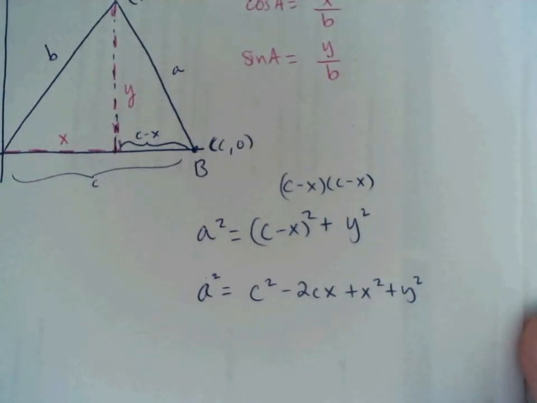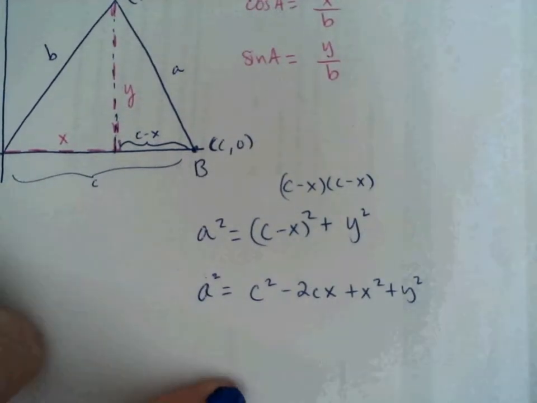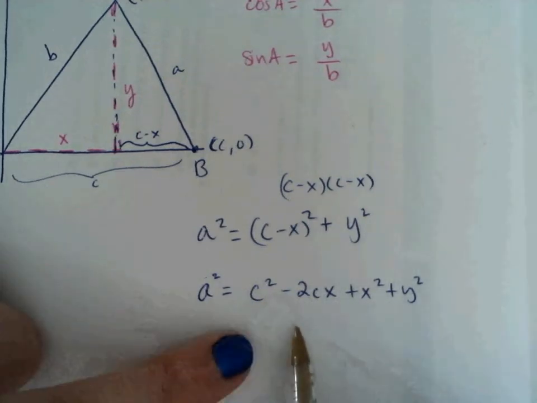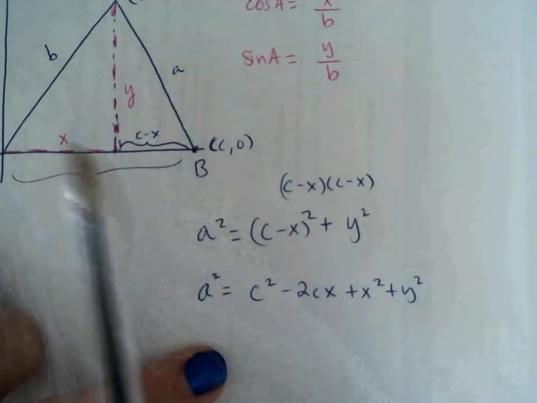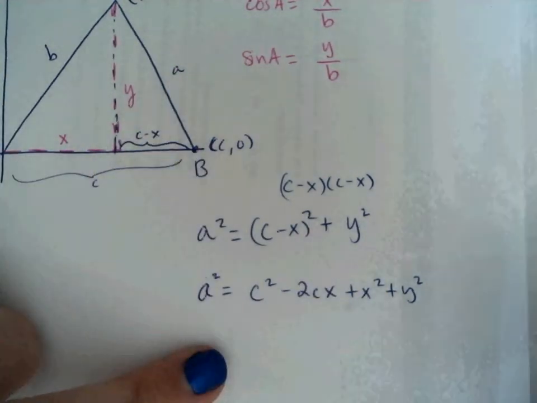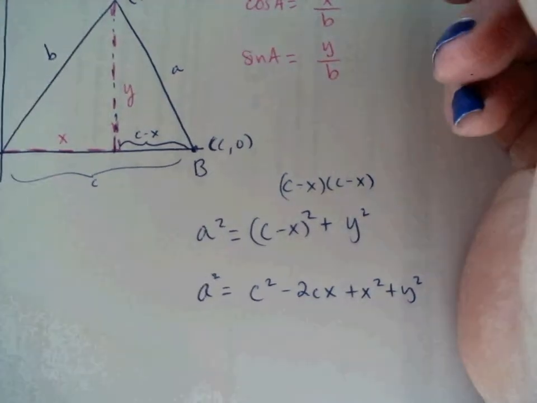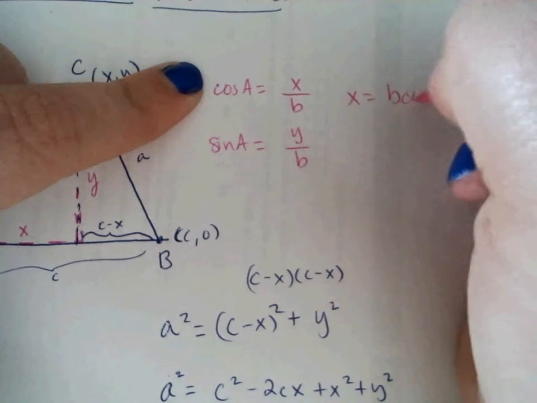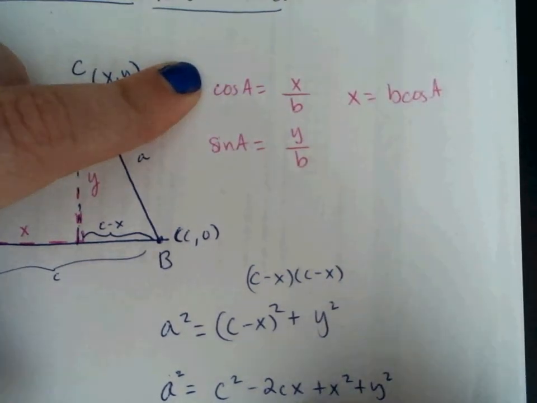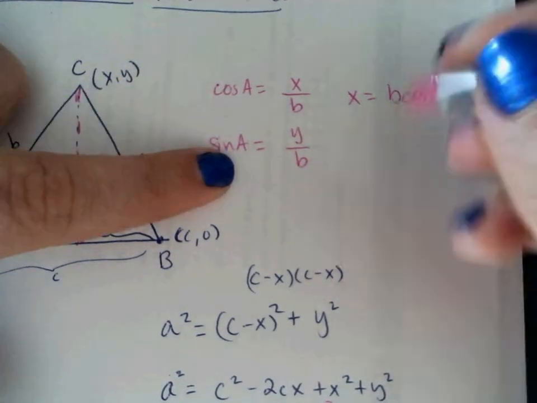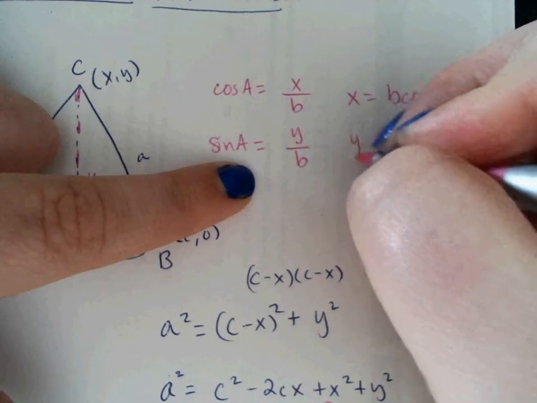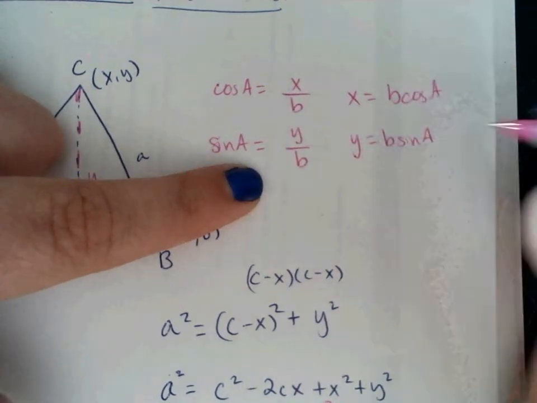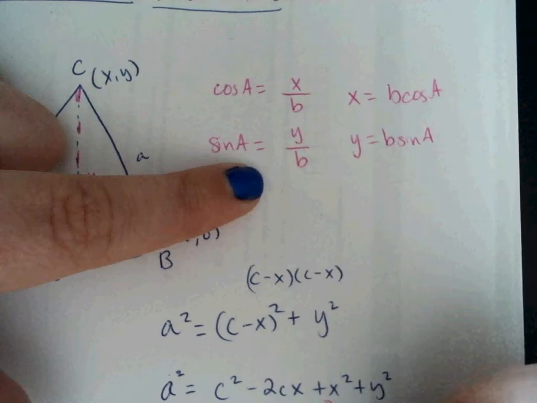So what I want to do now is, I've got a's and c's, but I've also got x's and y's, and those are kind of different things that we're dealing with. A's and c's are both parts of the larger triangle, so I'd like to replace those. So here's what I know, going back up: x is equivalent to b times cosine of a. So right there I'm going to replace it with b cosine of a. And then I've got that y equals b sine of a, so I'm going to replace y with b sine of a.